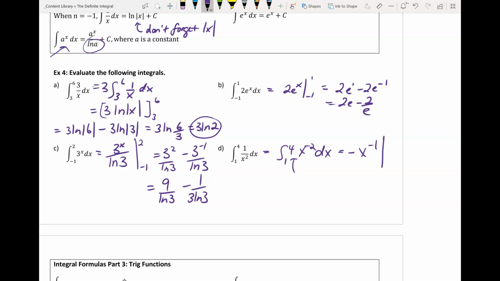So we want to evaluate this from 1 to 4, which is, okay, so this is also -1 over x, evaluated from 1 to 4. So this would be -1/4 minus -1, just 3/4.